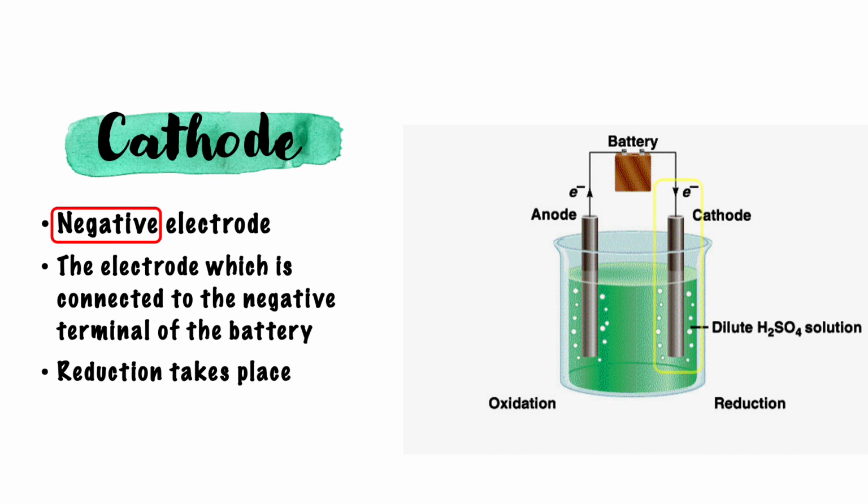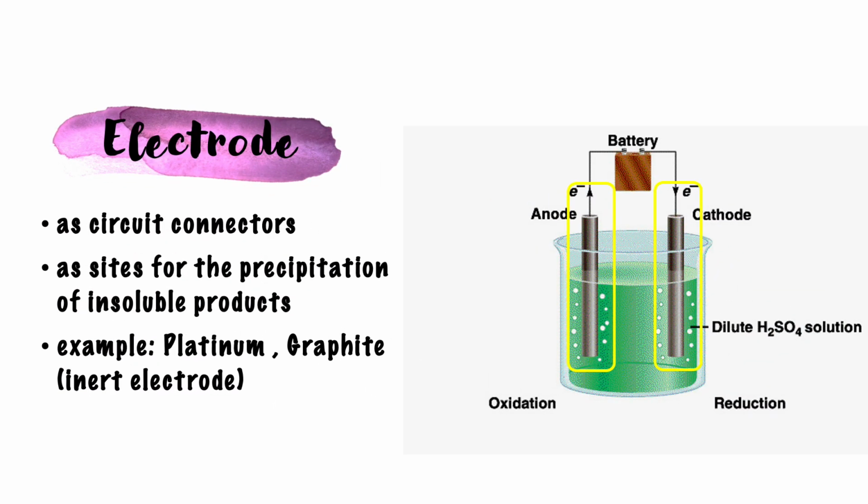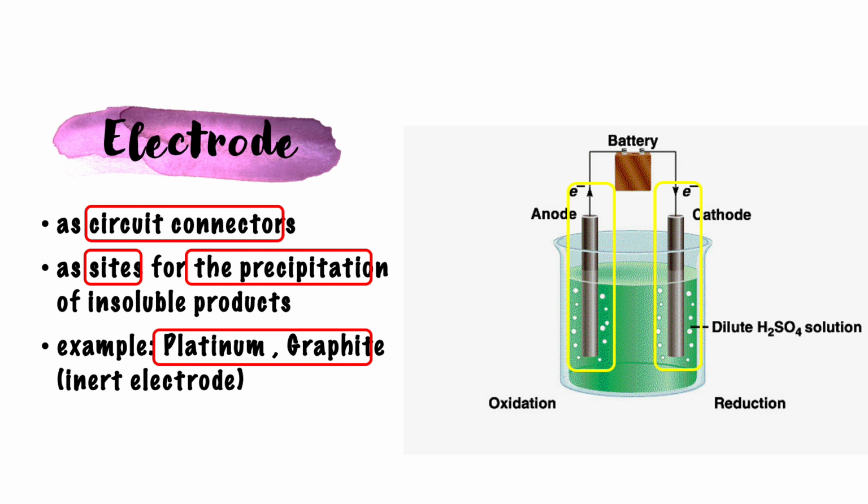Cathode is the negative electrode, which is connected to the negative terminal of the battery. It is where the reduction reaction takes place. Both anode and cathode are electrodes that act as circuit connectors. Apart from that, electrodes act as sites for the precipitation of insoluble products. The common examples of inert electrodes used in an electrolytic cell are platinum and graphite.